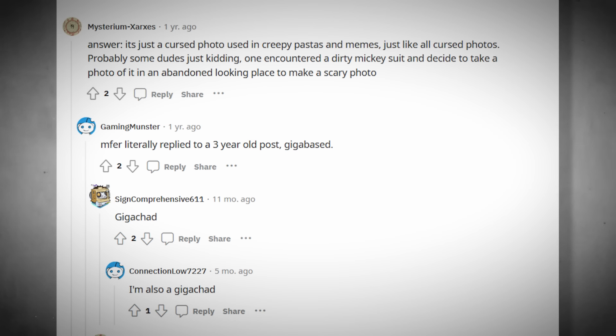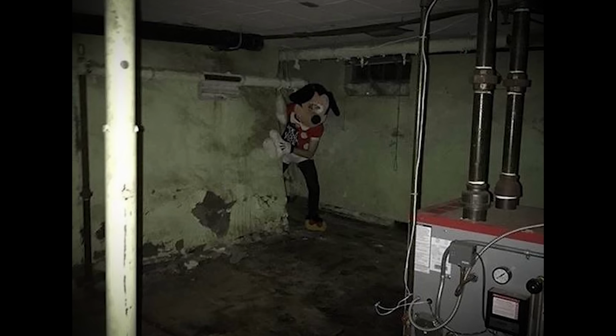Another Reddit user replied to the post stating, "It's just a cursed photo using creepypastas and memes, just like all cursed photos. Probably some dude's just kidding. One encountered a dirty Mickey Mouse suit and decided to take a photo of himself in it in an abandoned looking place to make a scary photo." A lot of the comments seem to echo that theory, which, if true, is a sigh of relief.